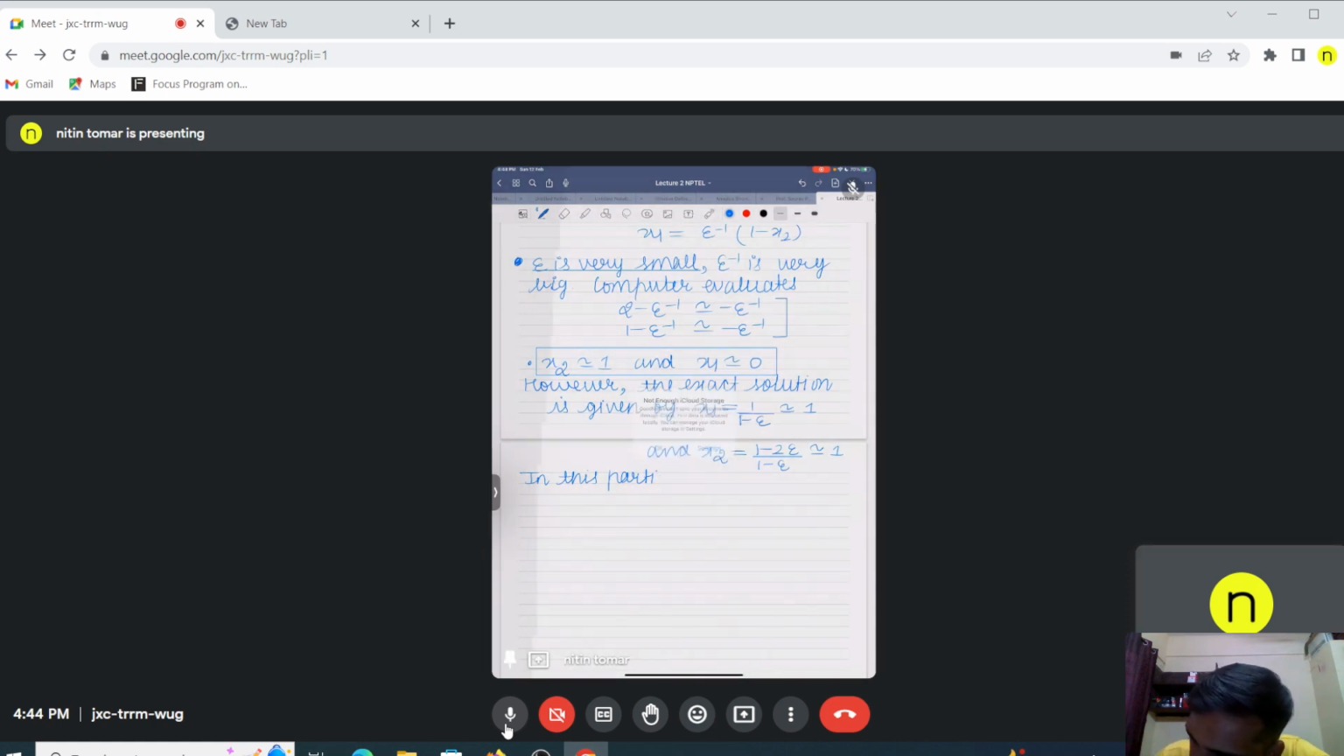Of course, this is a very good example to teach how things differ in machines and in reality. Okay, sir. Nice example. In this particular example, the solution obtained by Gaussian elimination is completely wrong. You see, it is completely wrong.